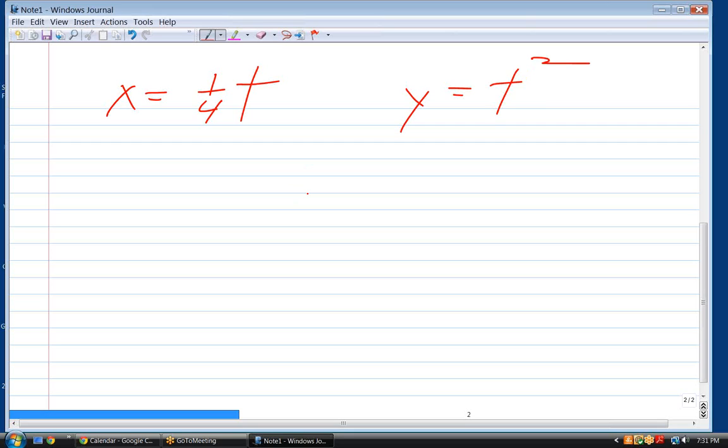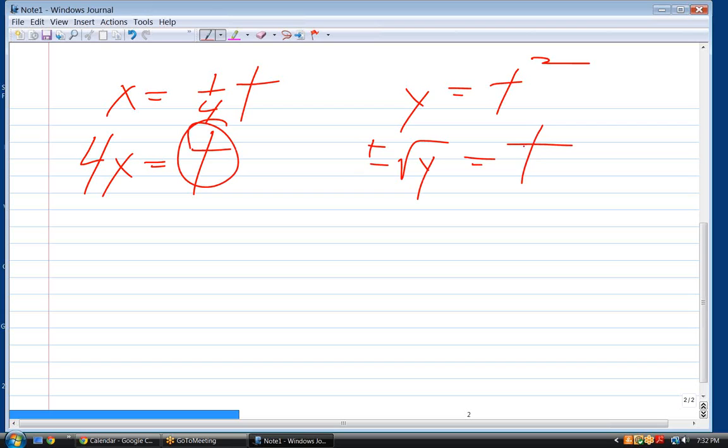So the best way to sketch these, do you have a domain on t? No. Usually when you're dealing with parametric equations, you have a domain on t, like t can go from 0 to 5 or 2 to 4. If we don't have that, then the easiest way to sketch this is to solve both sides for t. If x equals 1/4 t, then t is equal to 4x, and the square root of y, plus or minus, equals t over here.